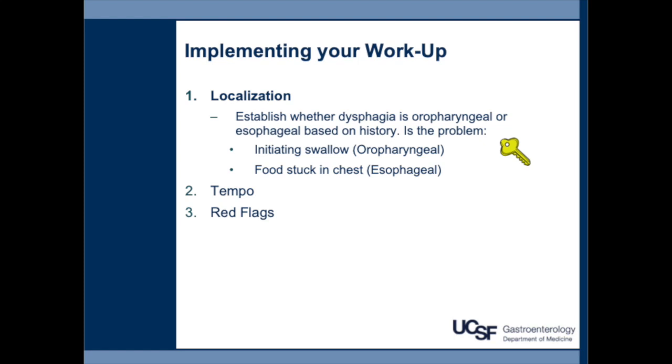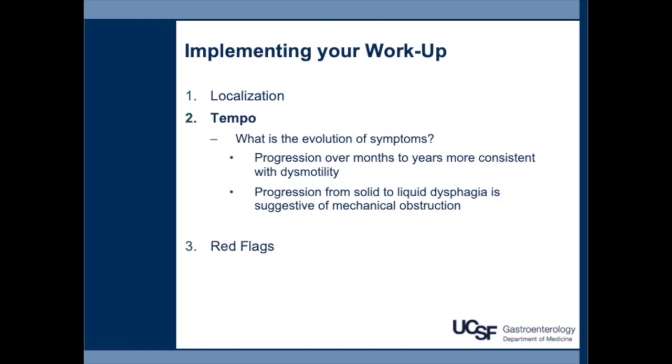The main takeaways are that patients with oropharyngeal dysphagia have difficulty initiating swallow and may have adjacent symptoms of cough and may point to their throat, whereas patients with esophageal dysphagia describe food getting stuck in their chest, and localizing lesions along the esophagus on history is not always correlative to what we identify on testing. Let's move on to number 2, tempo.